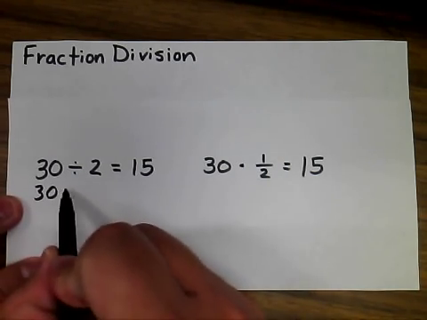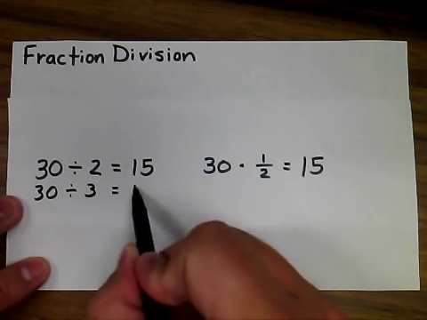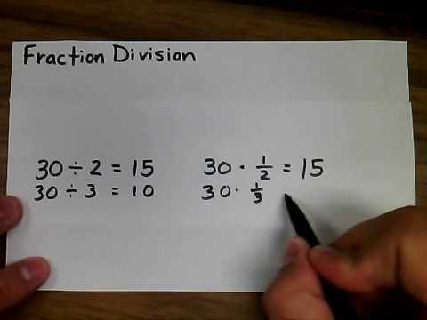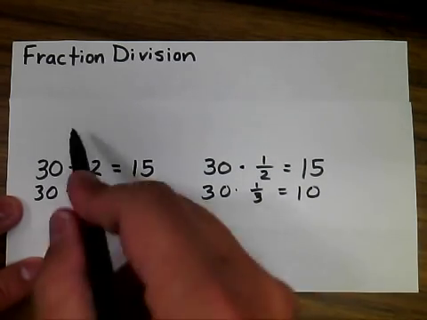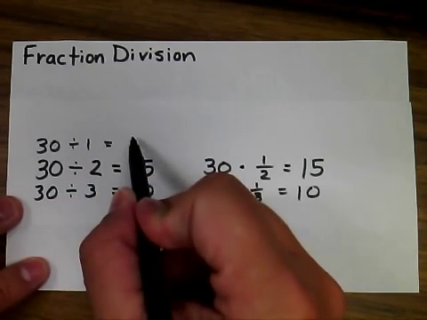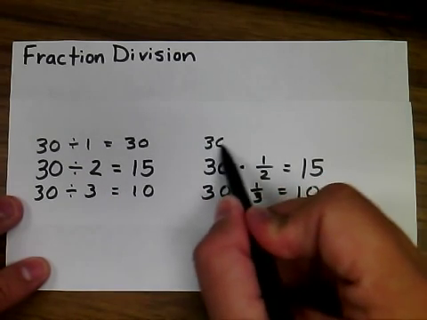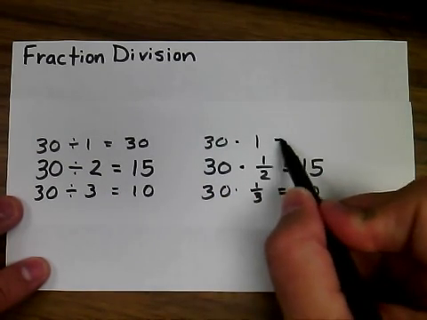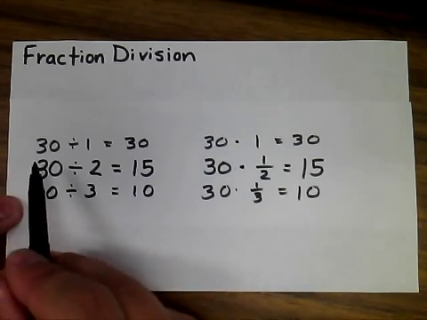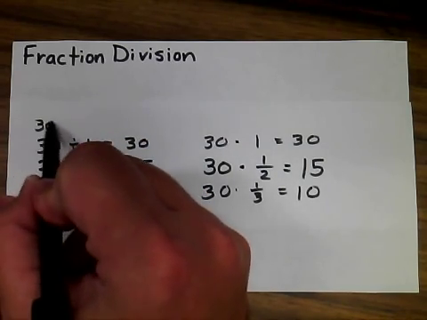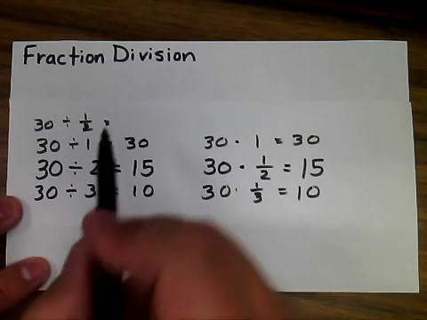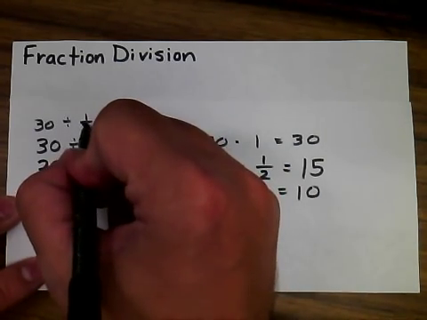If I was to do 30 divided by 3, we all know that's 10. And if I was to do 30 times 1/3, that is 1/3 of 30, we also know that's 10. So as we move down the line, obviously 30 divided by 1 would be 30, and 30 times 1 also equals 30. So the big question is, what happens when we move down to 30 divided by 1/2? A lot of students are unfamiliar with what that necessarily means.